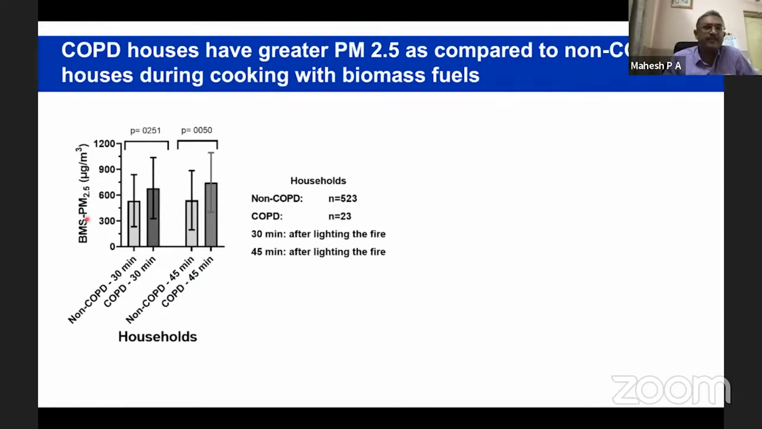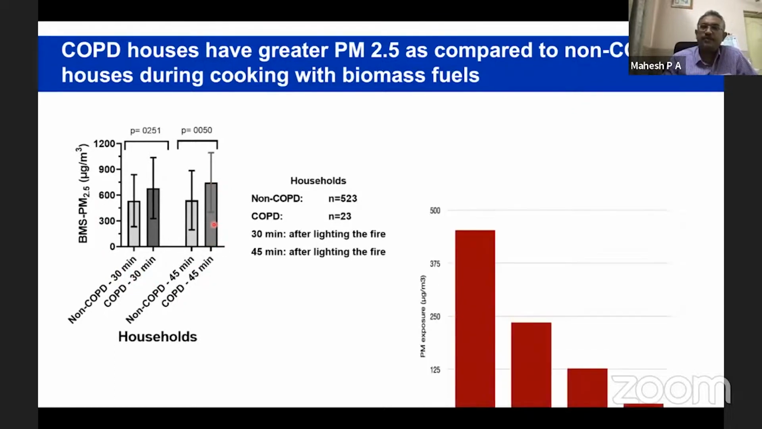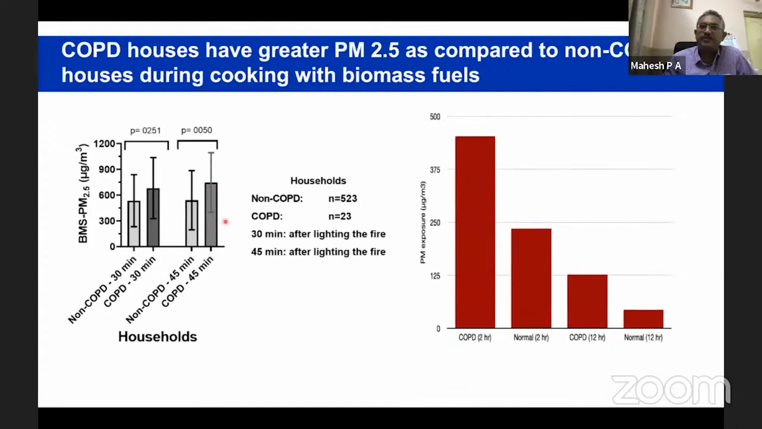If you look at the PM2.5, when they have COPD at 30 minutes, at 45 minutes, they have much higher PM2.5 concentration than the non-COPD group. The same thing is true when you look at a 2-hour PM2.5 versus a 12-hour PM2.5 average, you still find houses with COPD have much larger PM2.5.